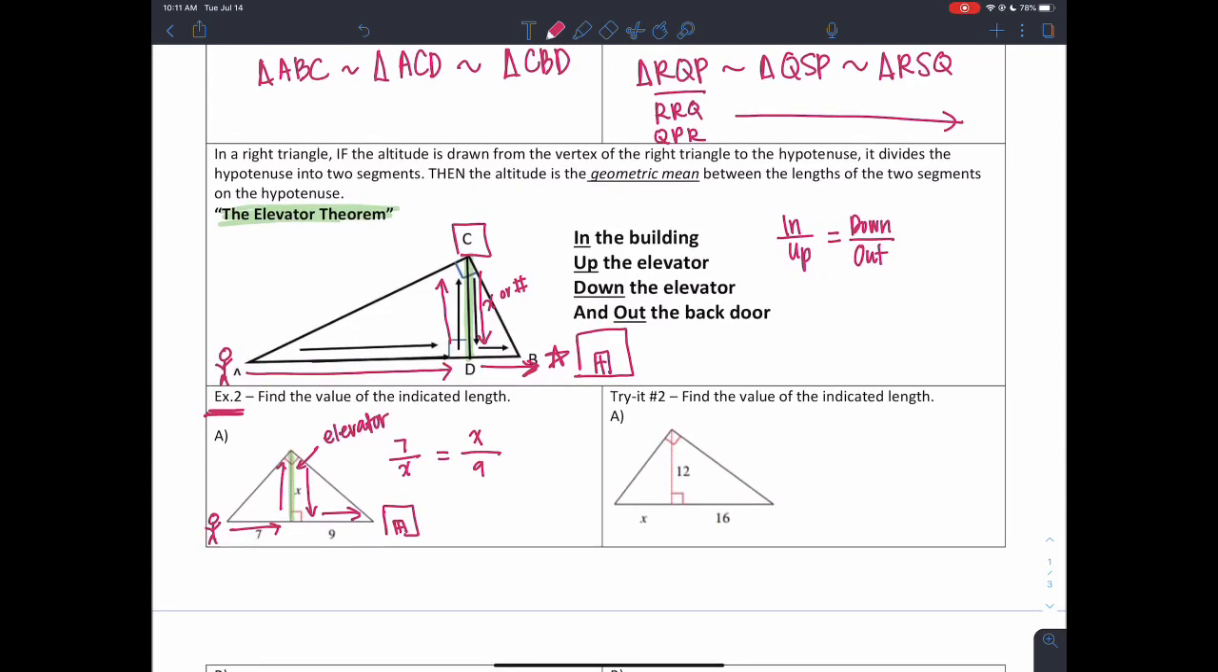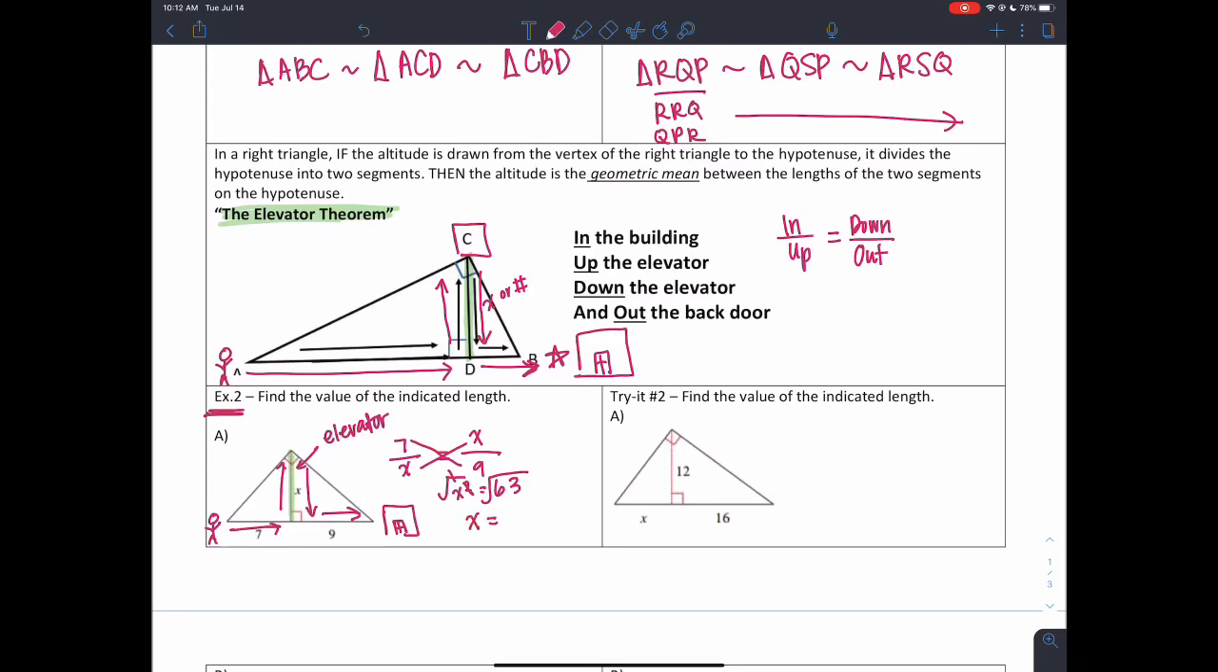So what we want to do is cross multiply. So we have x times x, which is x squared, equals 7 times 9, which is 63. Then we square root both sides. On the left, the square root and the square cancel out, so we have x.